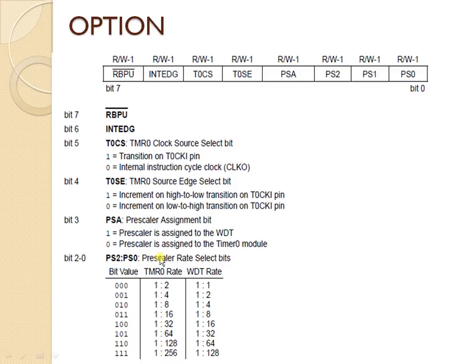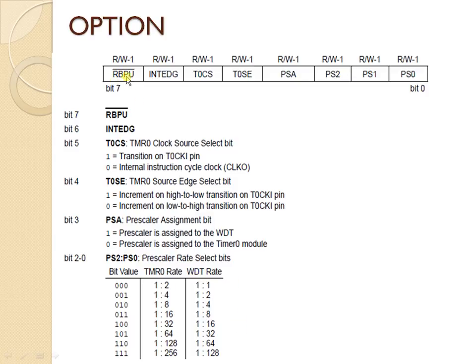Okay, now if you are assigning this prescaler to the watchdog timer, then it will have its own ratios. Like if it is programmed to 0, 0, 0, then for every single clock pulse or for every single clock cycle, this watchdog timer gets incremented by 1. So this is how we are going to program this option register.